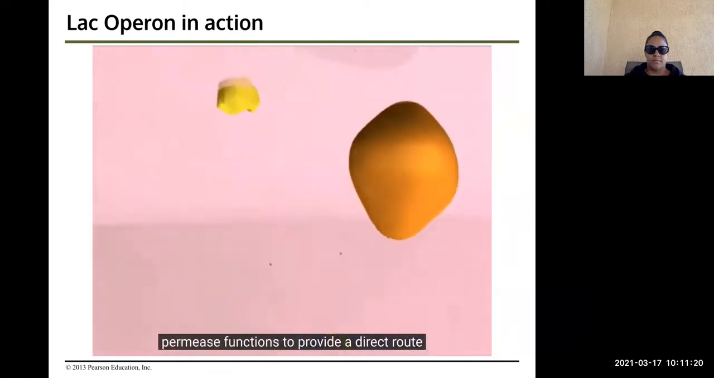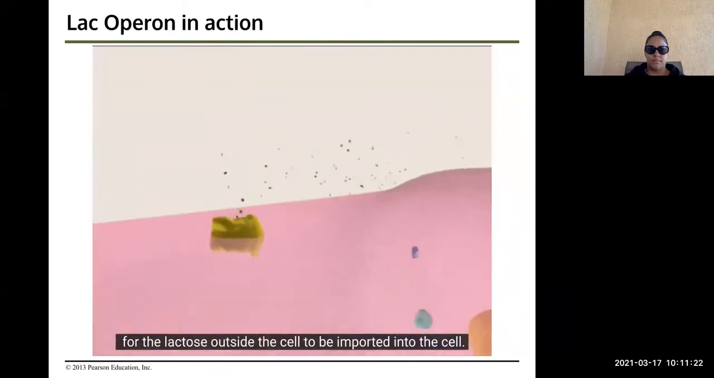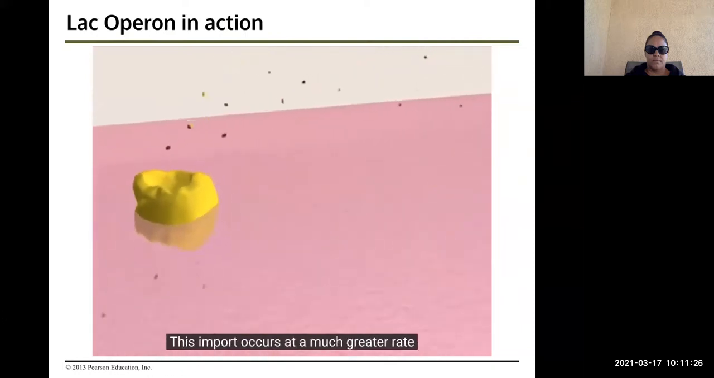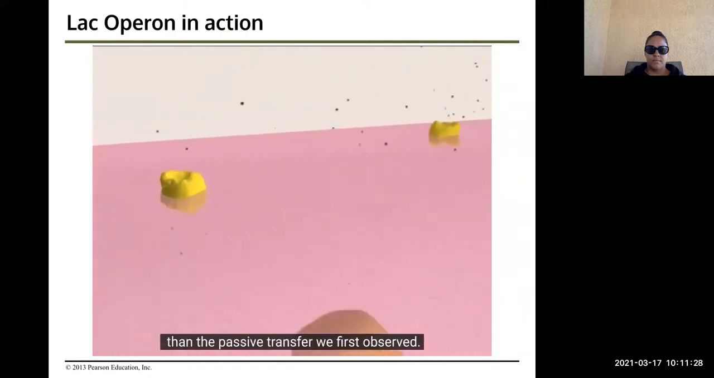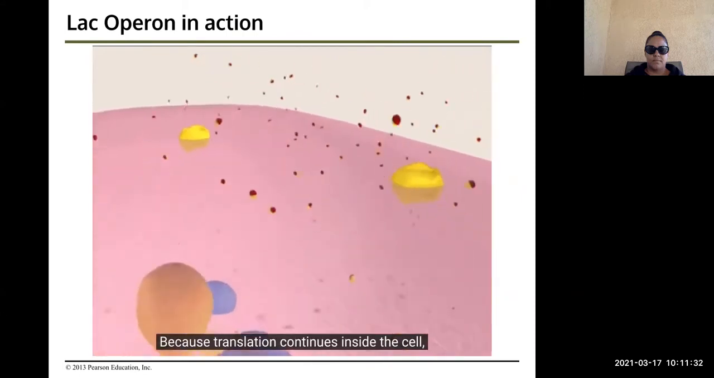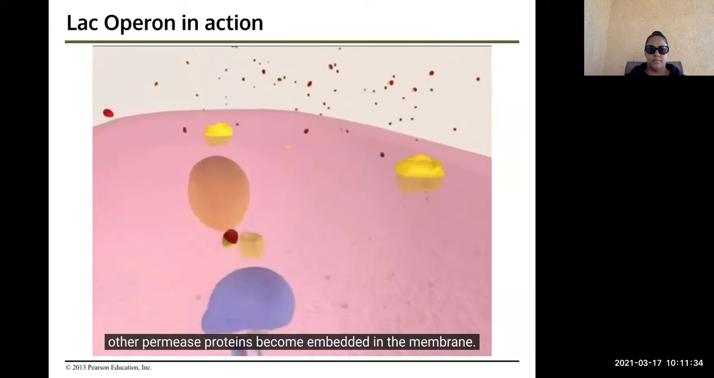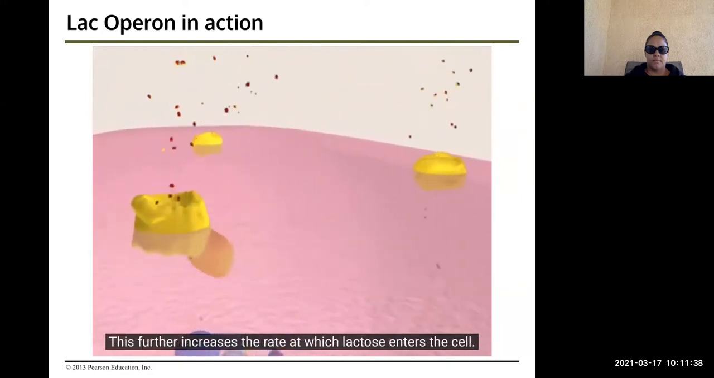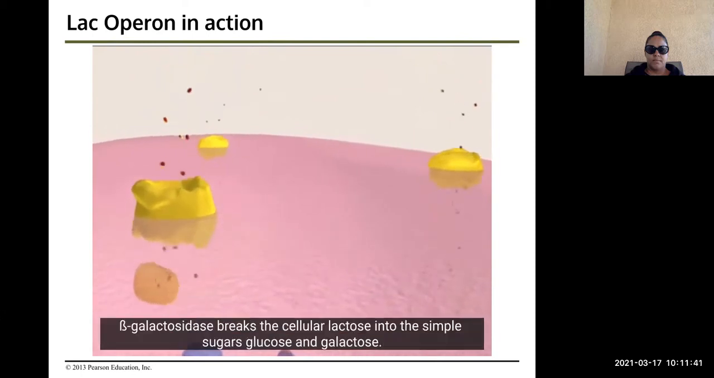When embedded in the cell membrane, permease functions to provide a direct route for the lactose outside the cell to be imported into the cell. This import occurs at a much greater rate than the passive transfer we first observed. Because translation continues inside the cell, other permease proteins become embedded in the membrane. This further increases the rate at which lactose enters the cell.